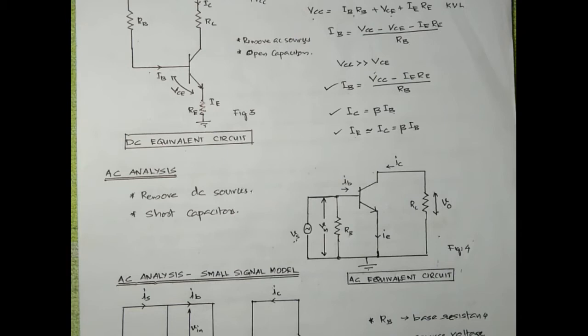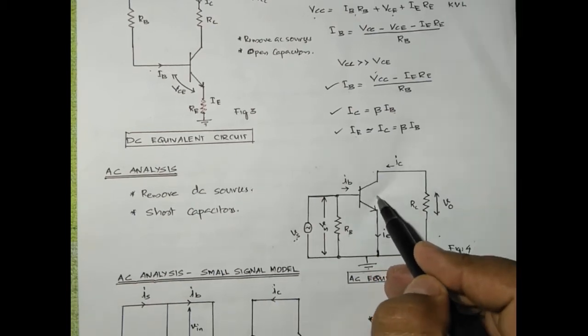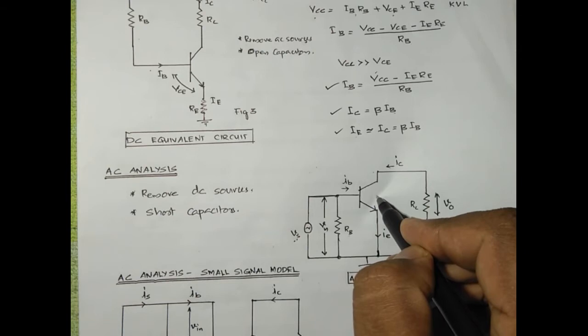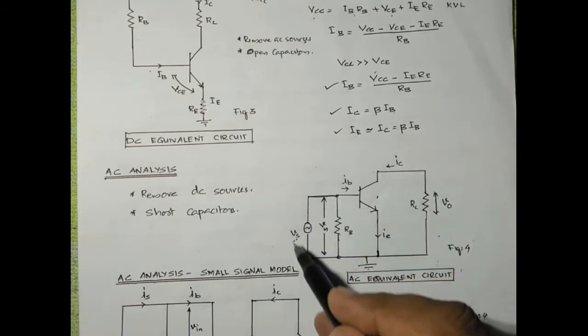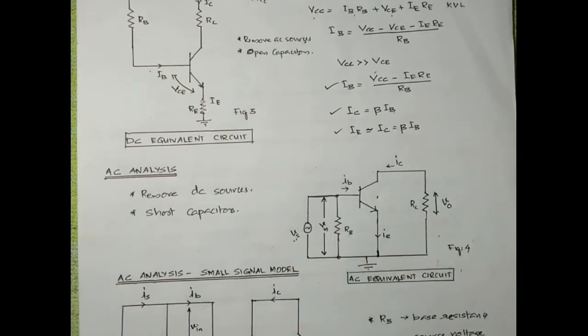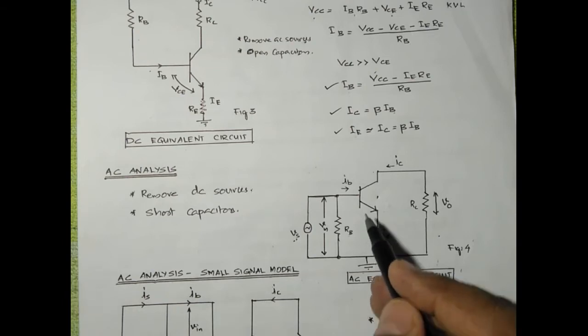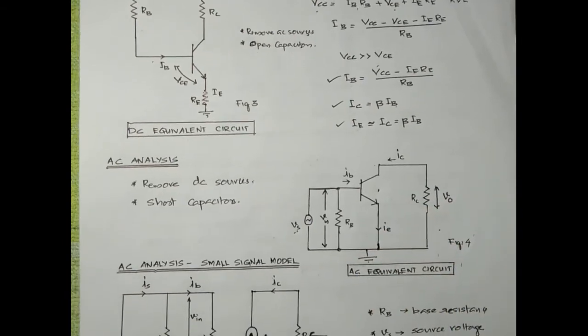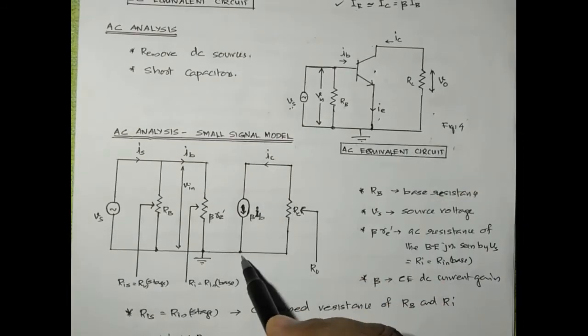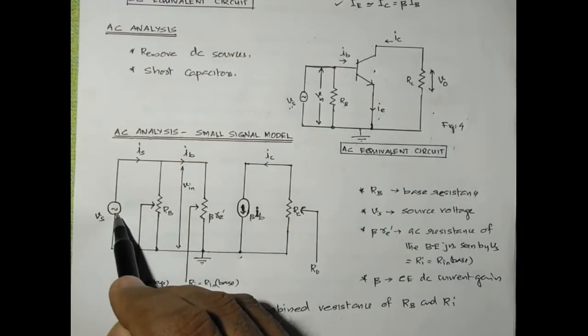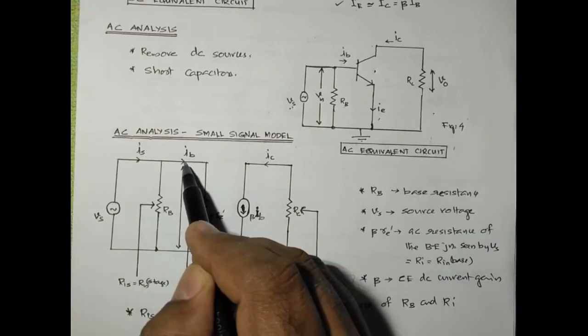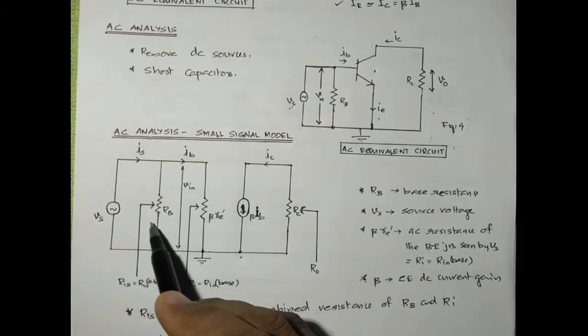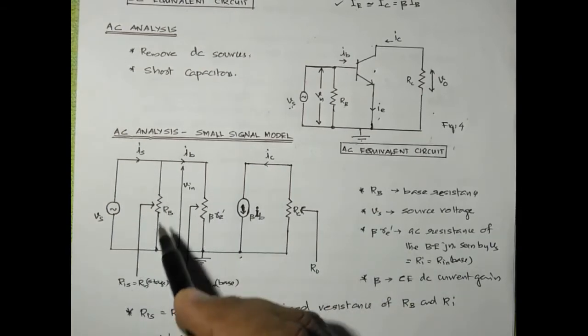A more robust or more vivid AC analysis is obtained by replacing the NPN transistor here with a small signal model in which the input region is represented by an AC resistance and the output region is represented by a current source. When we do that, the circuit becomes this. This is the input AC voltage, the source current from which we get the base current, and this is the base resistance, which is grounded.